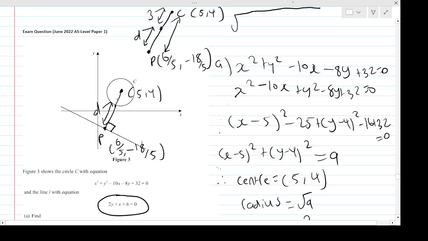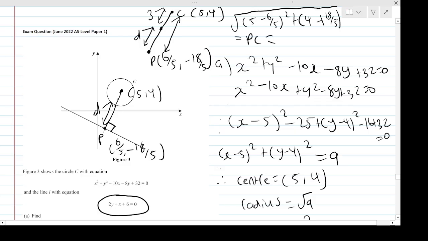We're nearly there though. So we then do the change in x between C and P, the 2 points. Let's do 5 take away 6 over 5, all squared. Then the change in y. So then 4 take away minus 18 over 5, plus 18 over 5. And then that distance will be between C and P. So that would be the length PC.